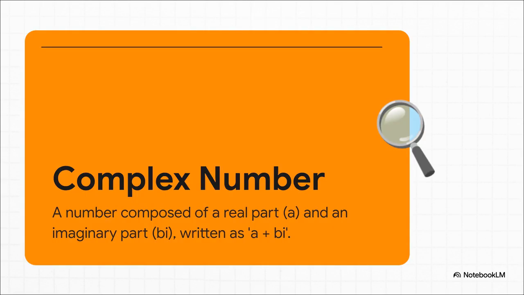So let me introduce you to the main character of our story, the complex number. It looks like a single number, but it's really made of two distinct parts. You've got the real part, a, which is a number we're all used to, and then you've got the imaginary part, bi, where that i is our square root of -1. Put them together, and you get this new kind of beast, a plus bi.